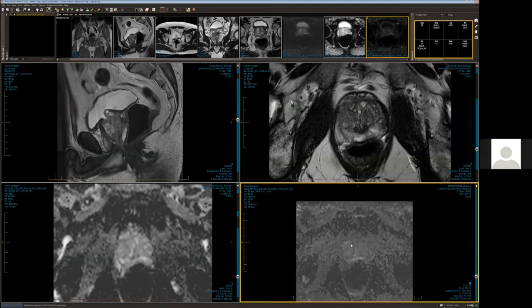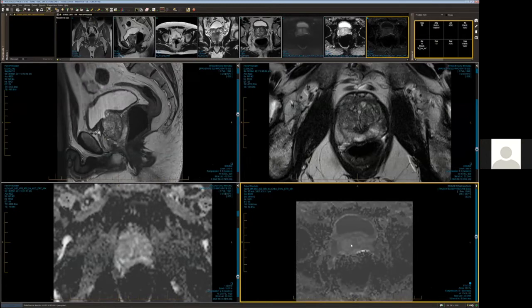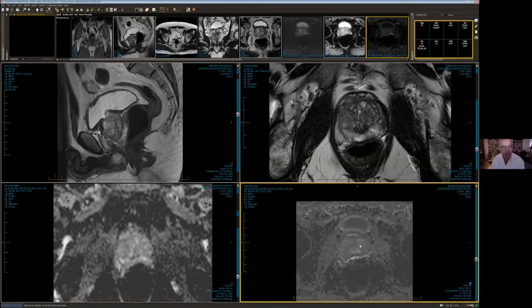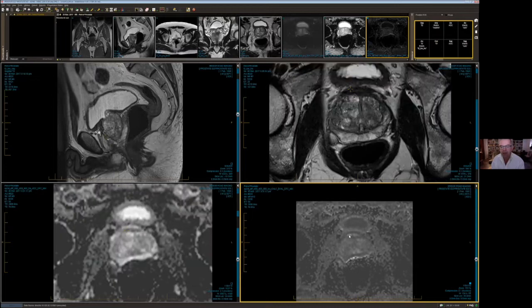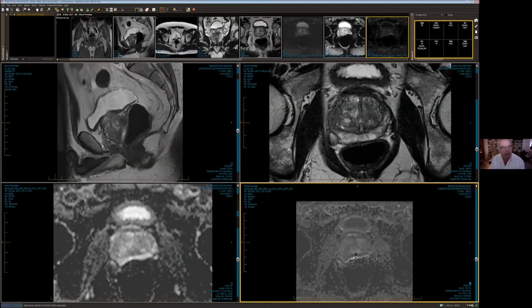I'm just going through on the high B value there, Mark. Yeah, you can just see a little something. If we are going to watch this, we might watch that very closely.